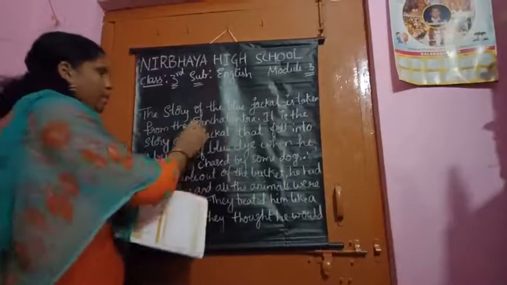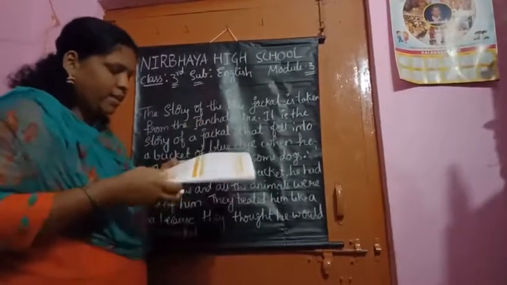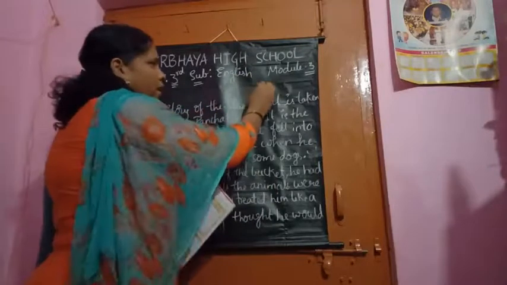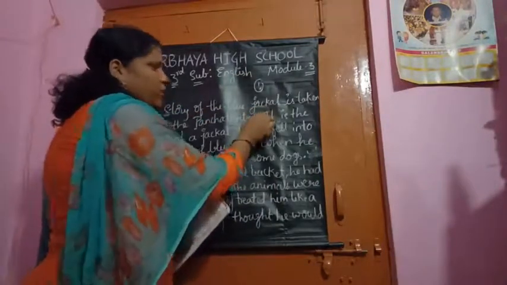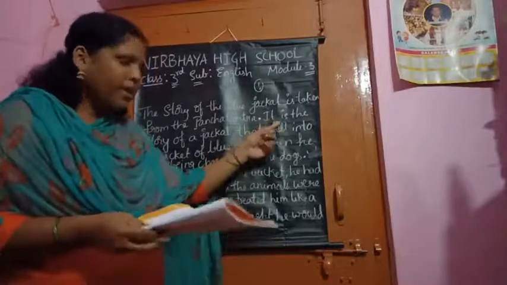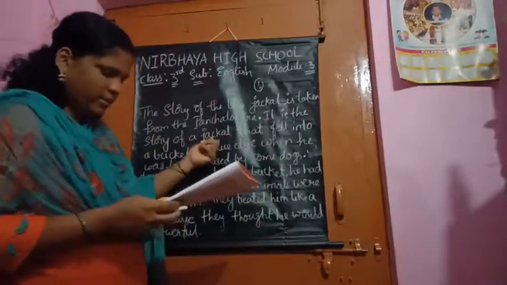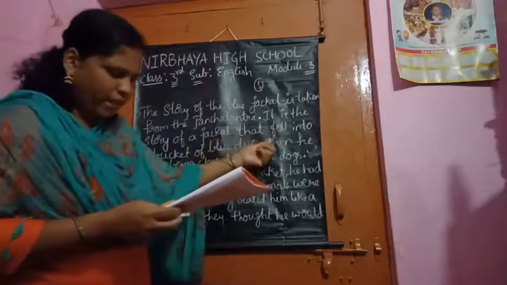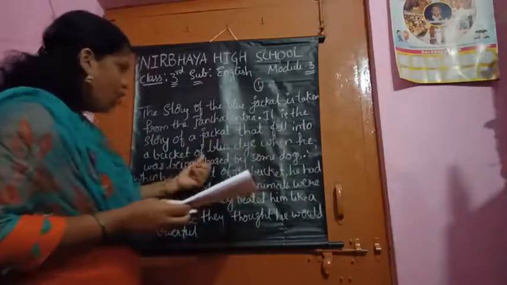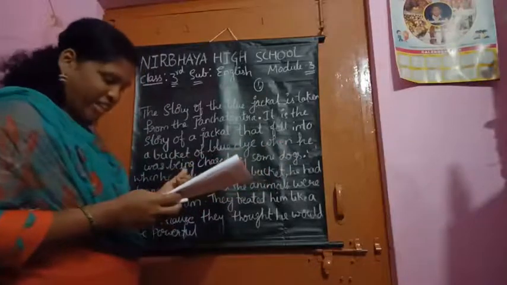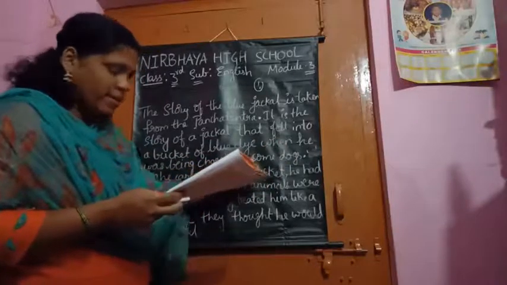Here, see, a capital letter P is there. After that, there it is having the exclamatory mark. I have removed this and I kept the full stop. Yes, children. See, it is the story of a jackal that fell into a bucket of blue dye, when he was being chased by some dogs.